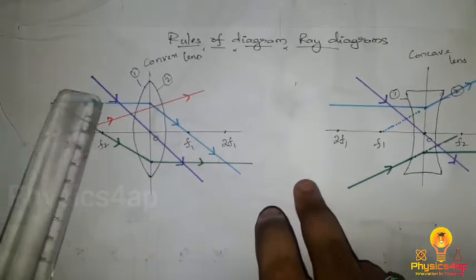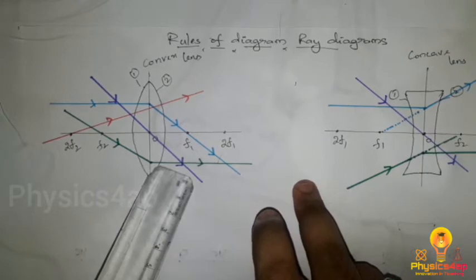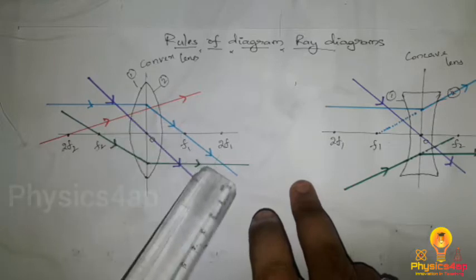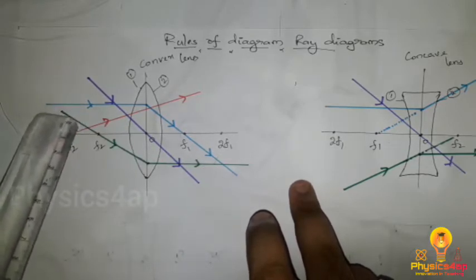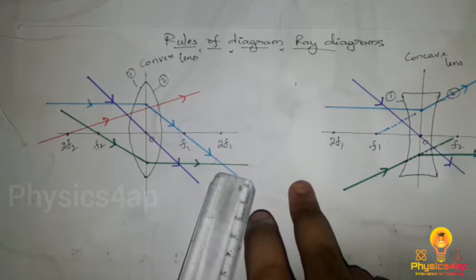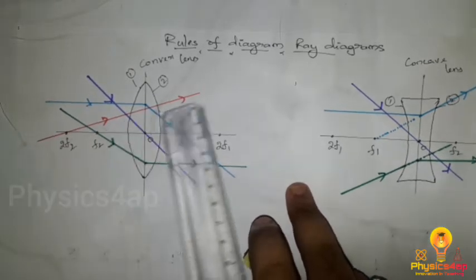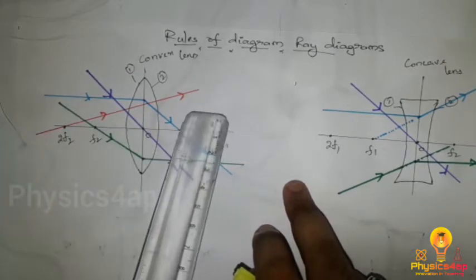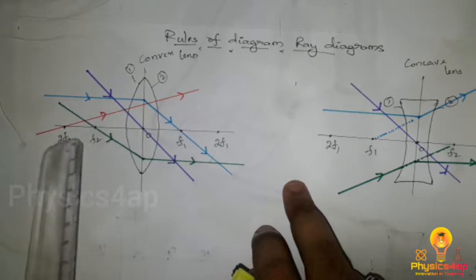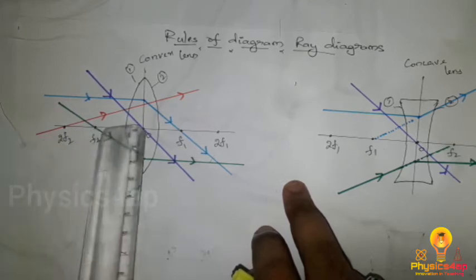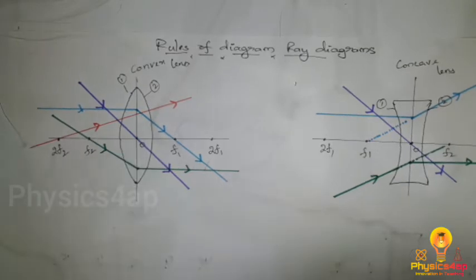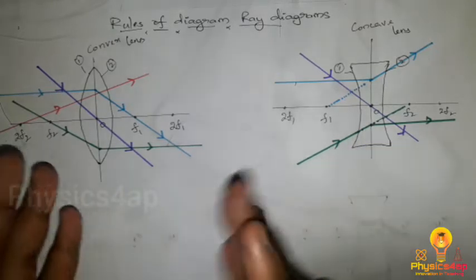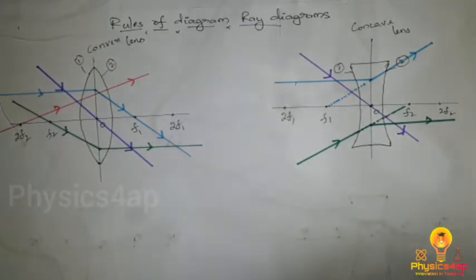So the first thing is when it passes through the optic center, it doesn't get deviated. The second thing is when it passes parallel to the principal axis, it passes through the focus. The third thing is when it passes through the focus, it moves parallel to the principal axis. And the fourth thing is through the center of curvature, there is no deviation, it passes in a straight line as it acts like a normal over here. So these are the rules for drawing the ray diagrams. Now let us see one by one for the convex lenses and concave lenses in detail.